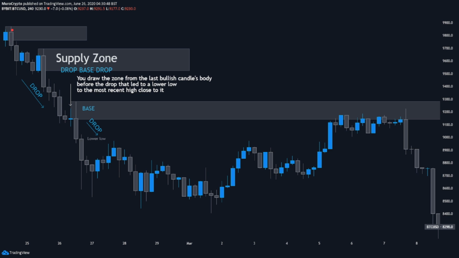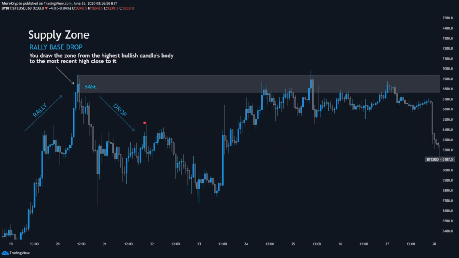Now we look at the supply zones. Let's start with the drop base drop. Here this one is already a drop base drop, and then you have another one here, drop. You have a bullish candle, and then a drop which makes a lower low right here. Then you can draw a base here from this last bullish candle's body up to the high, which is close to it. Price returns and then keeps dropping. Now we look at a supply zone which comes after a rally base drop zone, and you draw the zone from the highest bullish candle's body to the most recent high close to it.